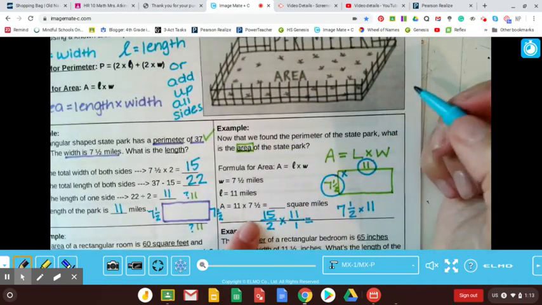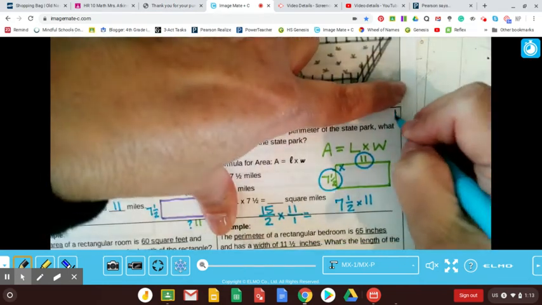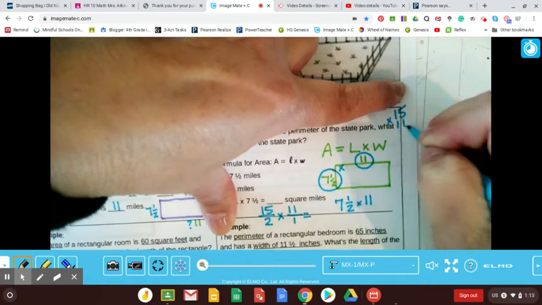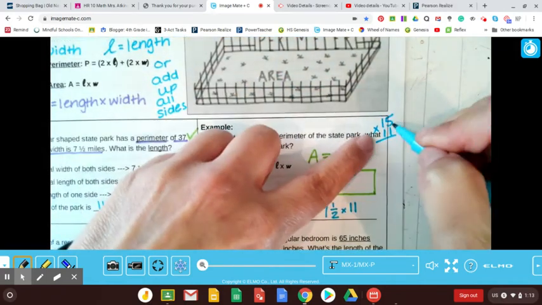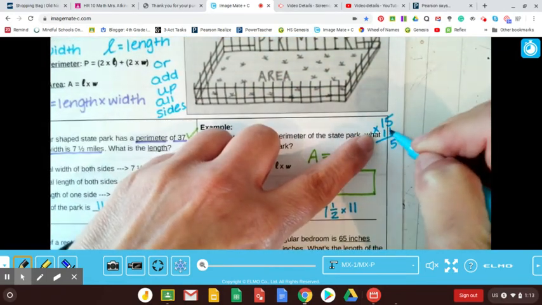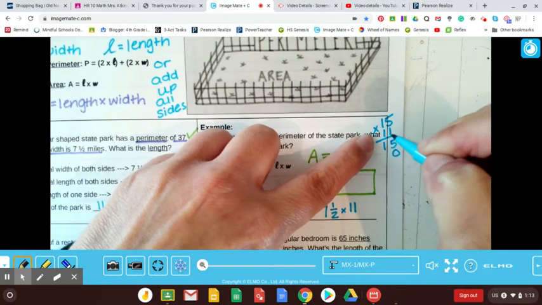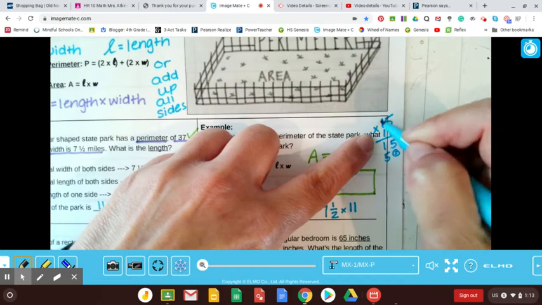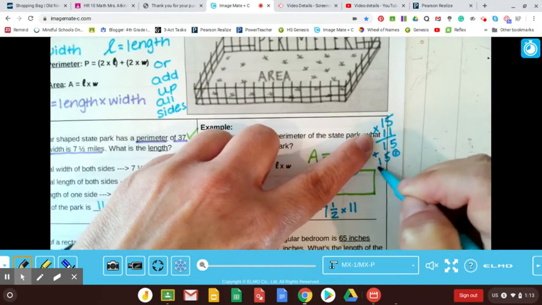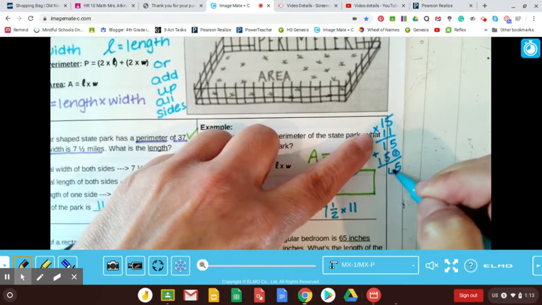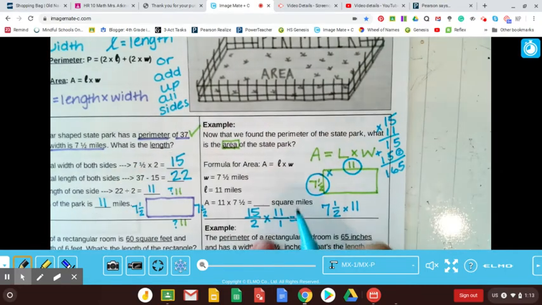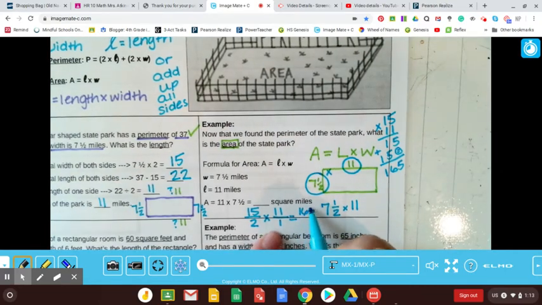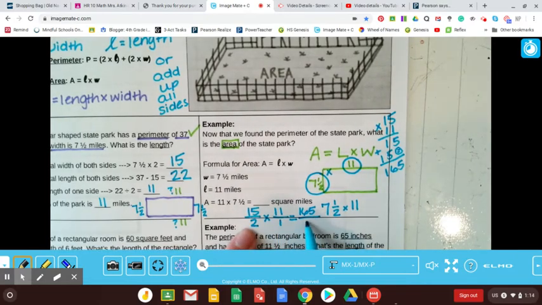So I'm going to go up here and I'm just going to do a little problem. Can you guys see that? 1 times 5 is 5. 1 times 1 is 1. Happy face 0. 1 times 5 is 5. 1 times 1 is 1. Add it up. 5, 6, 1. So I get 165 over 2 times 1 is 2.